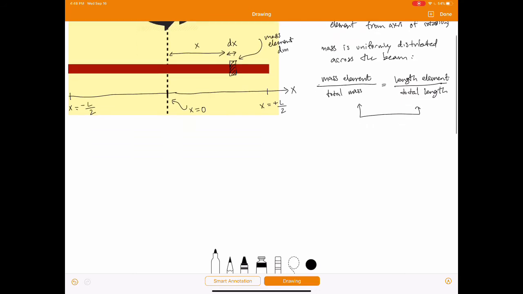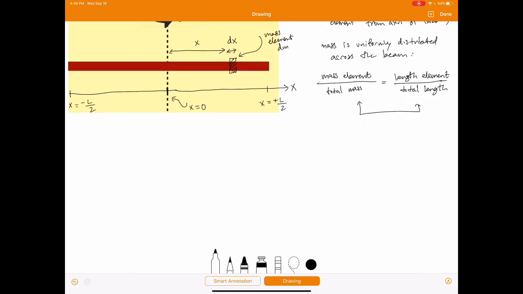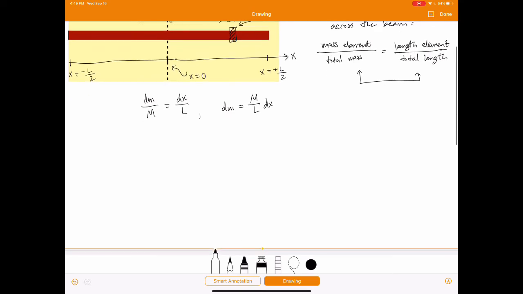Okay, so let's try to put that not in words, but in terms of variables. The mass element is dm. The total mass is capital M. The little length element is what we labeled as dx on the diagram. And the total length is L. So therefore, dm is equal to big M over L times dx. Okay? So now let's put that in the integral.